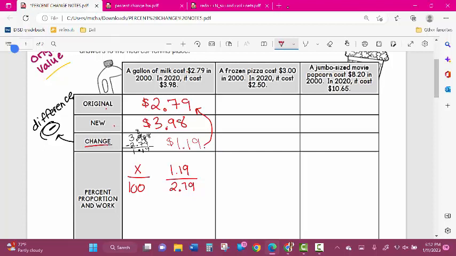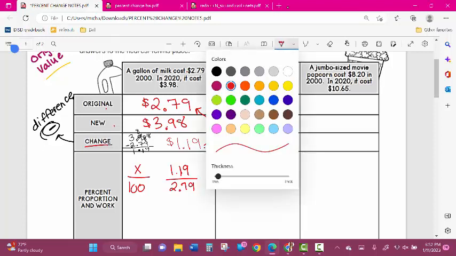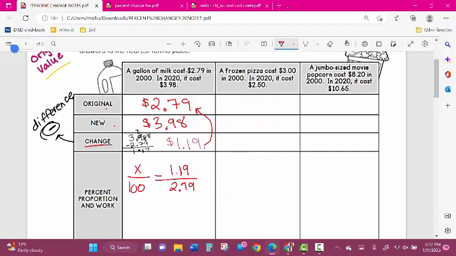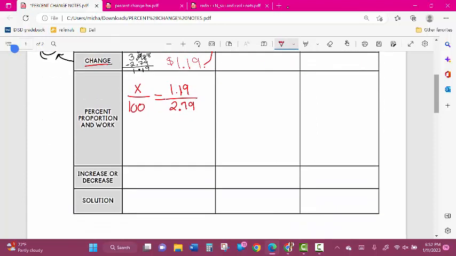Because the numerators both talk about the change, the x is the percent and the $1.19 is the value. And the denominators are talking about the total original thing, 100% of the original, and $2.79 was the original's total. Because they have the same descriptions for the numerator and the denominator, talking about the same product, I know that those two fractions are equal. So I have an equal sign between them.